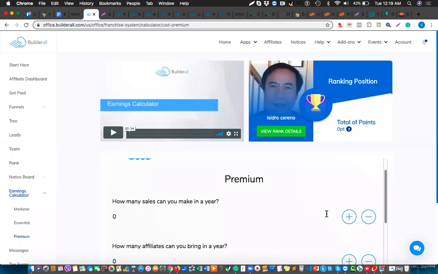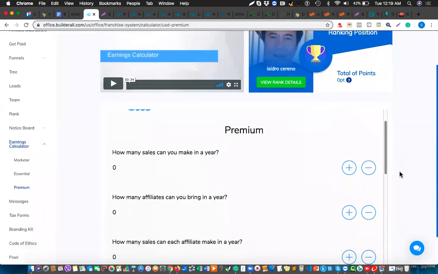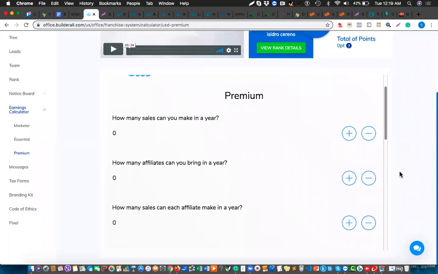So in this subject, we're going to talk about this earnings calculator premium version. Please pay very close attention to this, as this is going to become your long-term passive income in 2020. So how many sales can you make in a year?